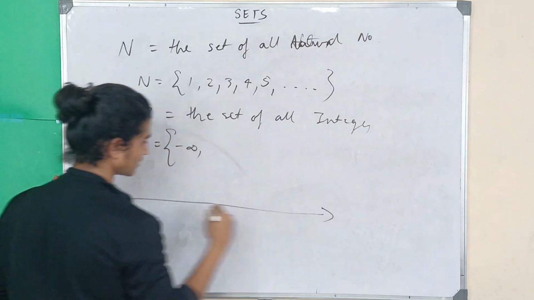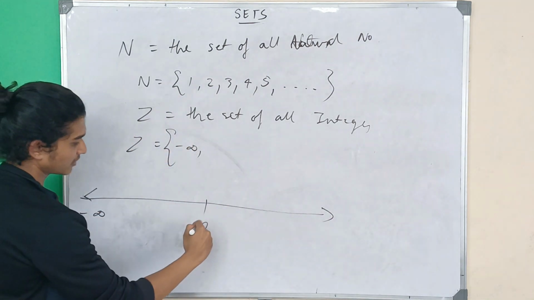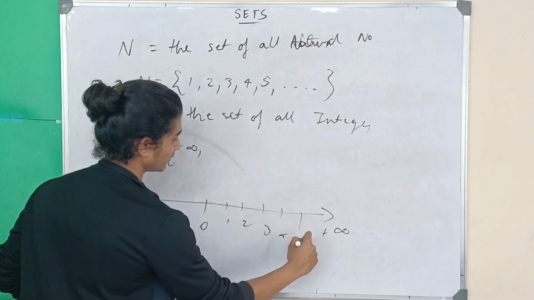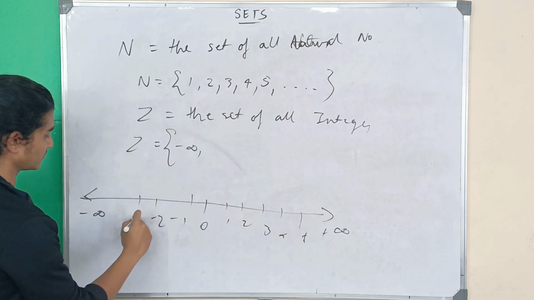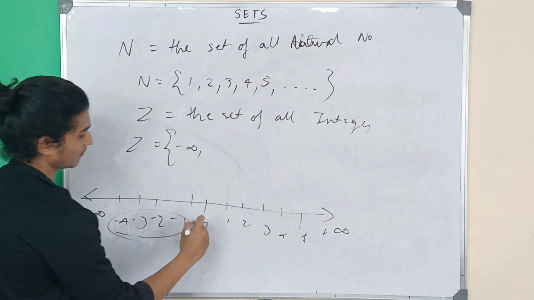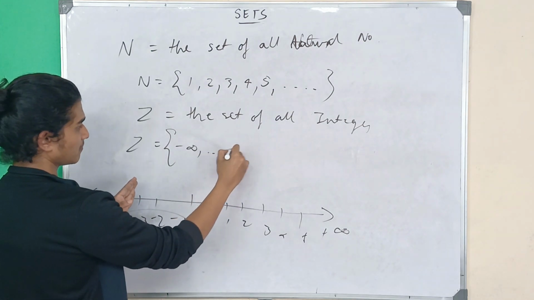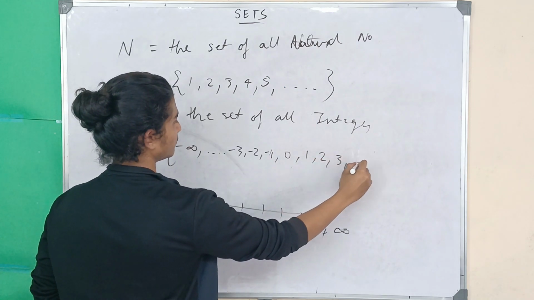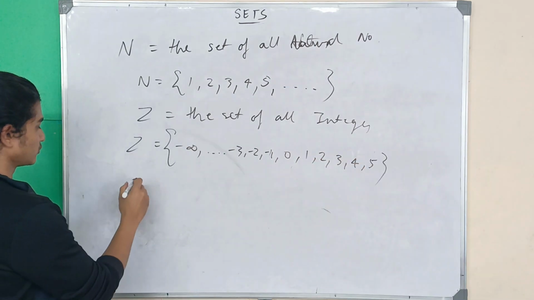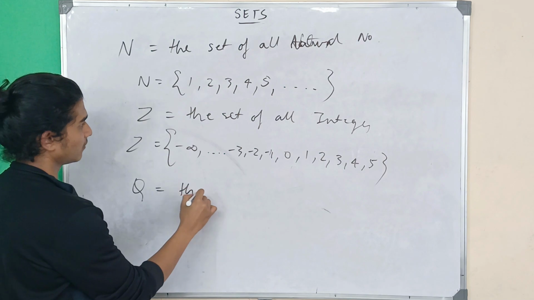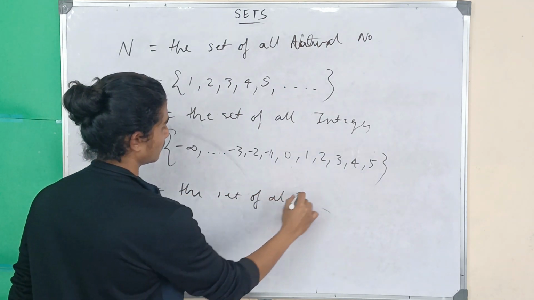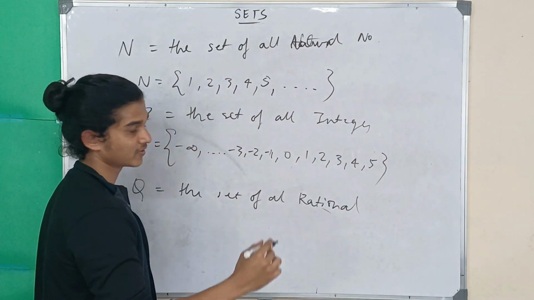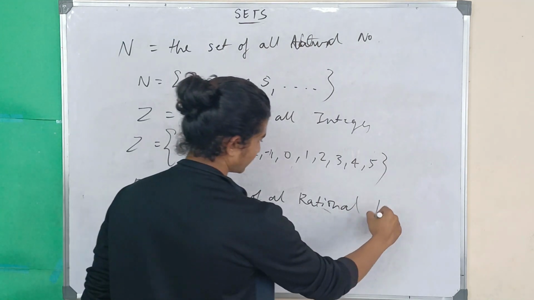You can imagine this is the number line. So minus infinity, 0 is somewhere in between, and this is plus infinity. So 1, 2, 3, 4, 5, minus 1, minus 2, minus 3. So all the whole numbers, positive and negative. It's going to look something like this: and so on, minus 3, minus 2, minus 1, 0, 1, 2, 3, 4, 5. The next one is Q, which is the set of all rational numbers. Rational numbers are the ones which can be represented in the form of a fraction, where the denominator is not equal to 0. I will write it in here.